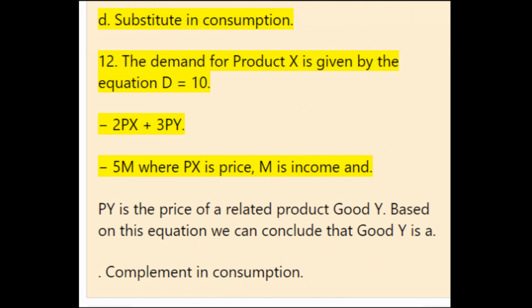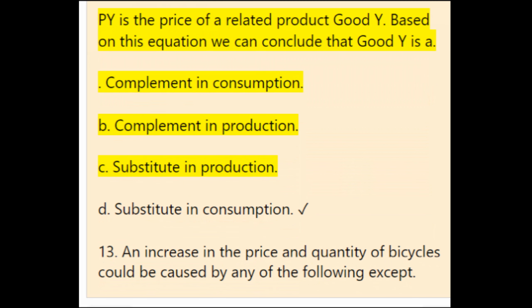12. The demand for product X is given by the equation D = 10 - 2Px + 3Py + 5m, where Px is price, m is income and Py is the price of a related product, good Y. Based on this equation we can conclude that good Y is A. Complement in consumption. B. Complement in production. C.